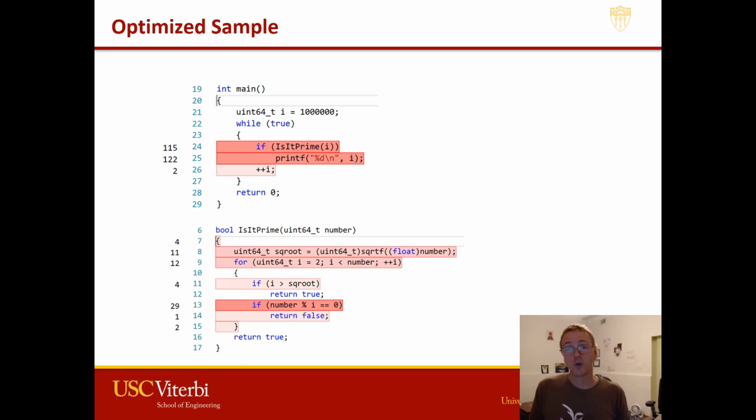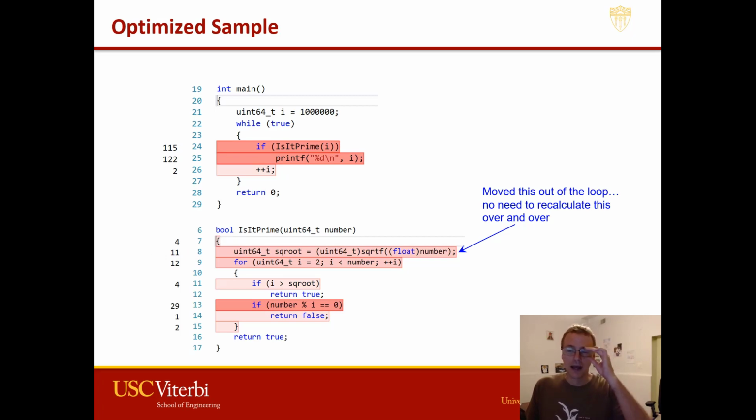So what we found was that originally isItPrime was very expensive, and we found this square root was a major contributor to that. We discovered we could reduce the frequency of that call just by taking it outside of the loop. So we moved this out of the loop, and now we can see the square root is a much smaller part of the overall thing. And in fact, now we see that the print is as expensive as the call itself. So we've made major improvements there.